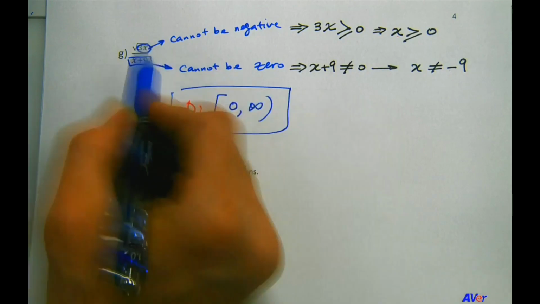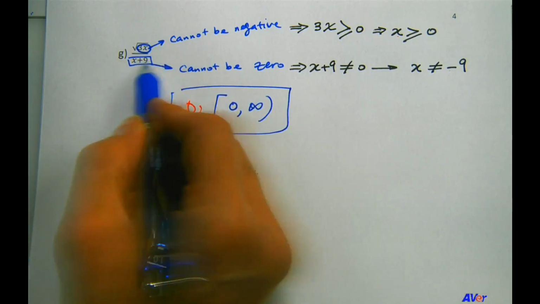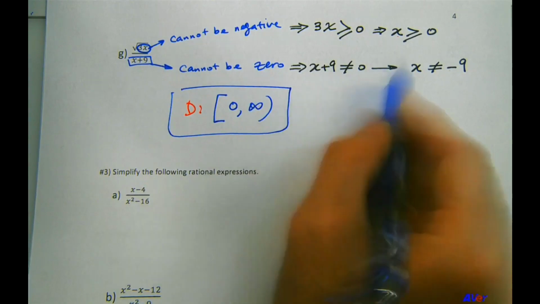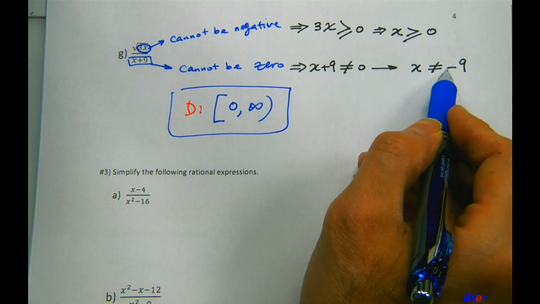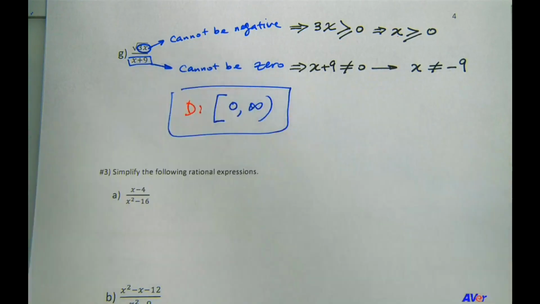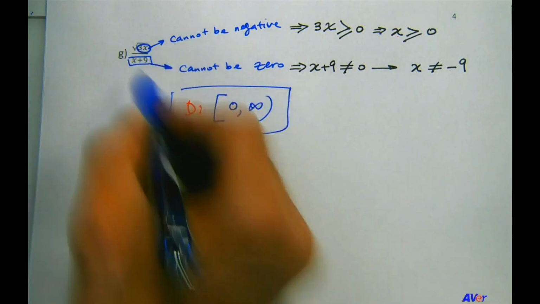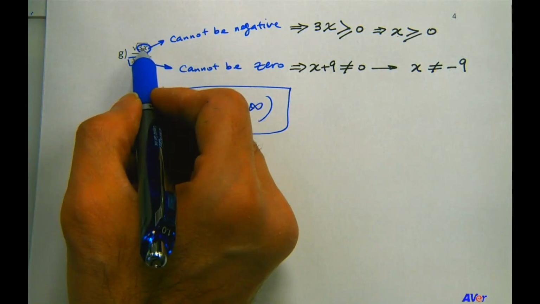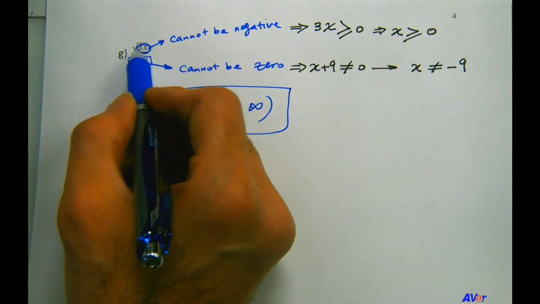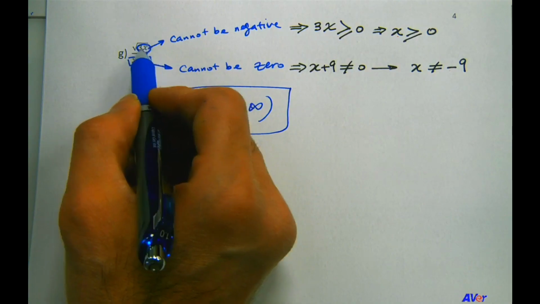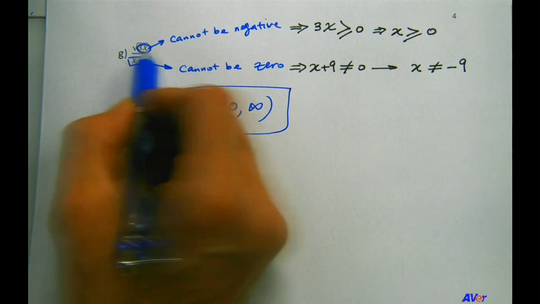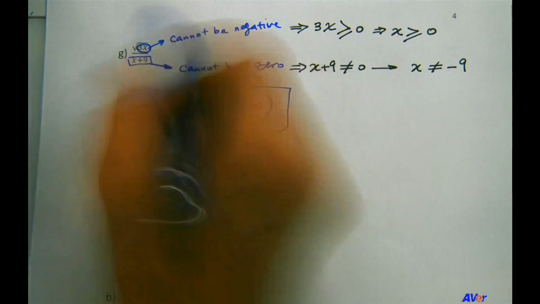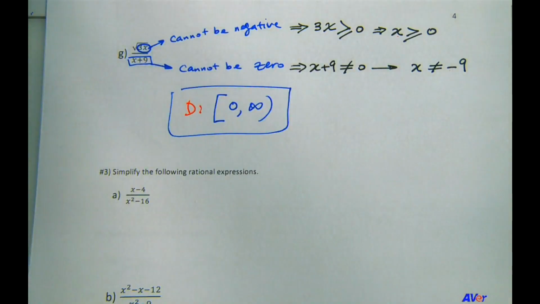Why? Because even though in the denominator it would be okay to have anything but -9, -8 would work in the denominator, -10 would work, -100 would work, right? But in the numerator, it'll cause problems. Negative 10, negative 100 would make the inside negative, and this expression would become undefined. Again, because we're not considering complex numbers as part of this domain.